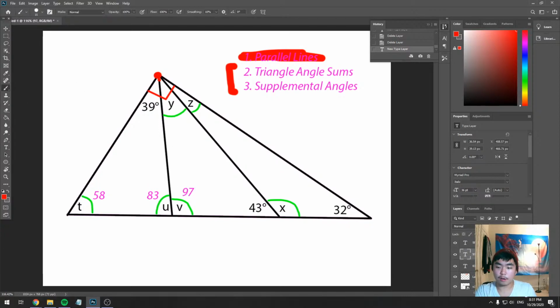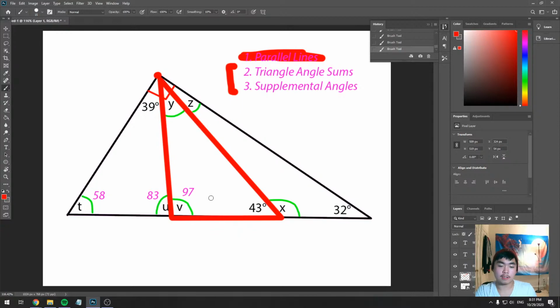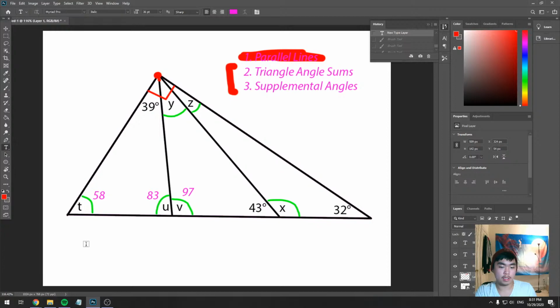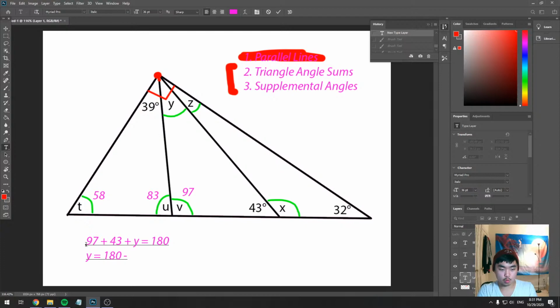And we're just going to keep going. So next up, we have our V now, so we can solve for Y. So that would be 97 plus 43 plus Y equals 180. Y equals 180 minus 140. Y equals 40. Alright, so boom, Y equals 40.